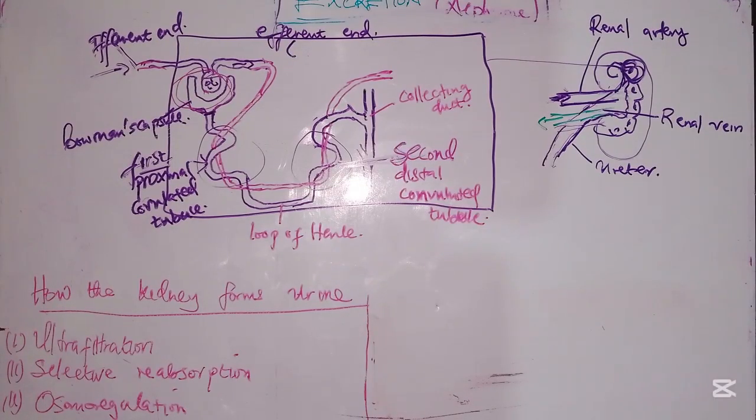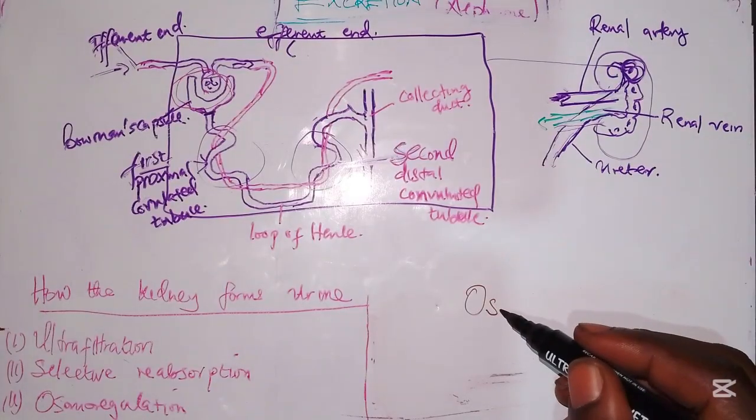But here is where the problem comes in. When you have little water in your body, if the kidney is excreting excess water, meaning you will be dehydrated and you have all sorts of problems. So that's where now osmoregulation comes in. That's where now the brain signals the kidney to stop excreting excess water and start reabsorbing it. So that's the osmoregulation.